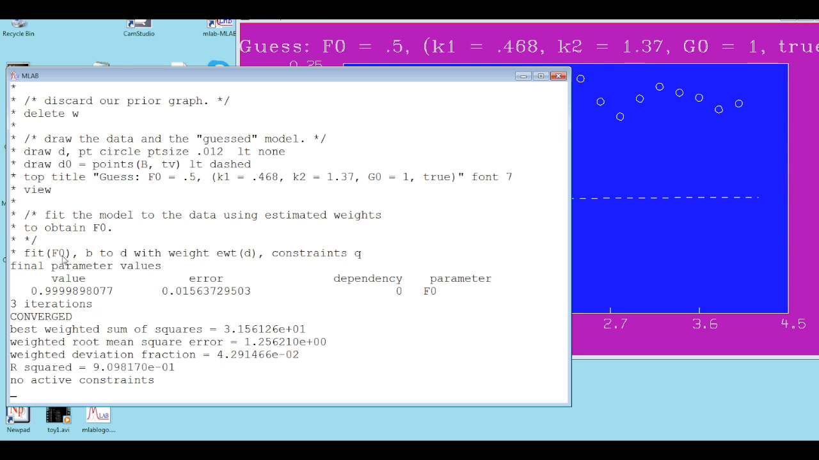But we fit to find F0 by fitting B to the data D with the same weights and honoring the constraints. And guess what? We get back to almost exactly what we started with, which is nothing but essentially a partial confirmation of the fact that it's a unique model. This point, K1, K2, F0, G0 in four-dimensional space is essentially unique. You can't go far away from it and maintain a minimum sum of squares. So this comes back as it should in a good, well-defined model back to the original F0.